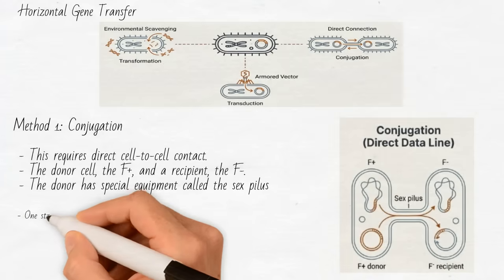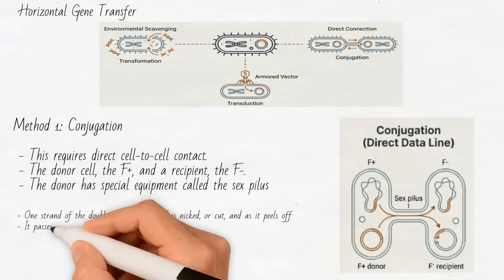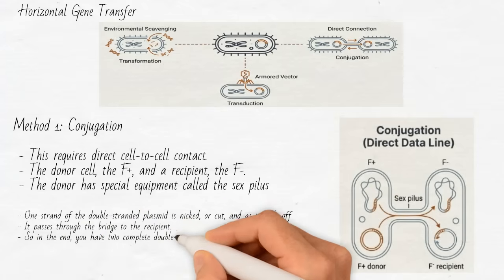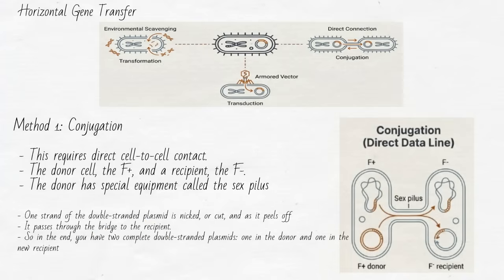What passes through? Typically a plasmid. One strand of the double-stranded plasmid is nicked or cut, and as it peels off, it passes through the bridge to the recipient. But here's the elegant part: simultaneously, both cells synthesize the complementary strand. So in the end, you have 2 complete double-stranded plasmids, one in the donor and one in the new recipient. It's a highly sophisticated one-way copy and paste operation that ensures the resistance gene, or whatever it carries, is now doubled in the population.